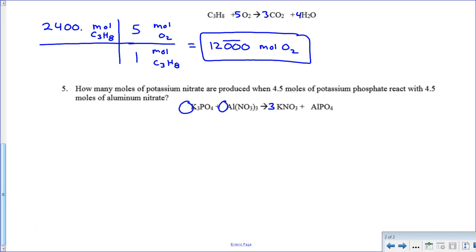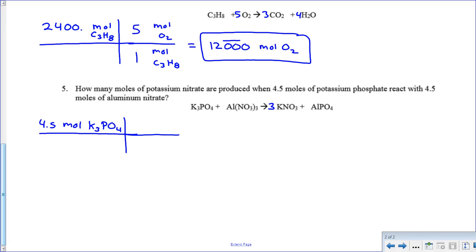It says we have 4.5 moles of each, and so what that's actually saying here is that we have exactly the right amount, so that 4.5 moles of potassium phosphate or 4.5 moles of aluminum nitrate will react. So we can use either one of these 4.5 as a starting point in this problem. I'm going to use 4.5 moles of K3PO4, mostly because it's slightly shorter to write.